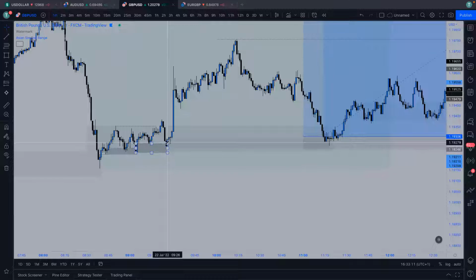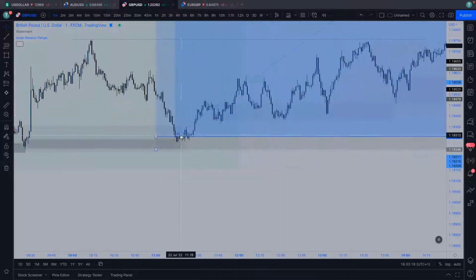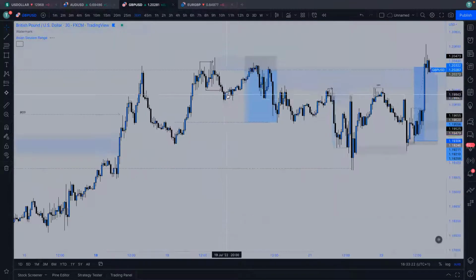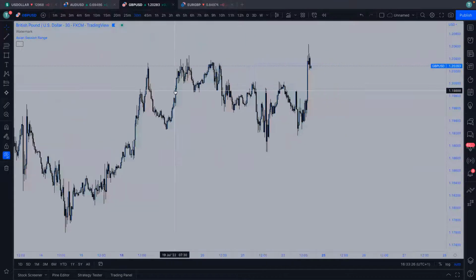I wanted to see if I could get one more test of this area. You can see we actually then got a really nice test of this area, and then price really just kind of continued up a lot higher. But for me, this whole move and region is basically just an accumulation that is playing out.